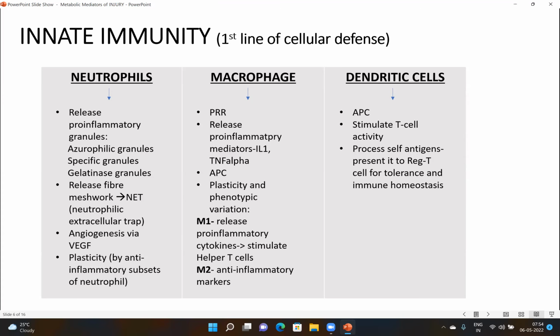Dendritic cells are the major antigen presenting cells. They stimulate T cell activity. It occurs via co-stimulation, CD80 and 86 on dendritic cells and CD28 on T cells. They also process self-antigens and present them to the regulatory T cells. This is important for tolerance and immune homeostasis.